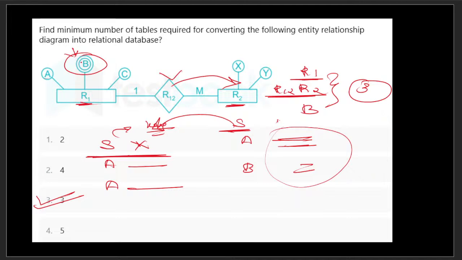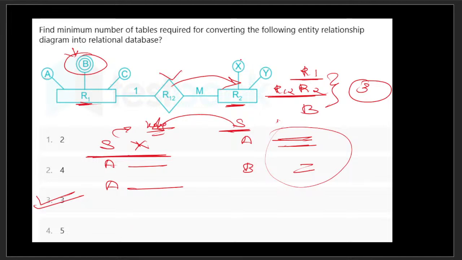And if B is not multi-valued but a simple attribute, then your answer will be 2. When no multi-valued attributes are there and the relationship is one to many, the answer is always 2. But here a multi-valued attribute is there, so the answer is 3. So very good, 3 is the correct answer.